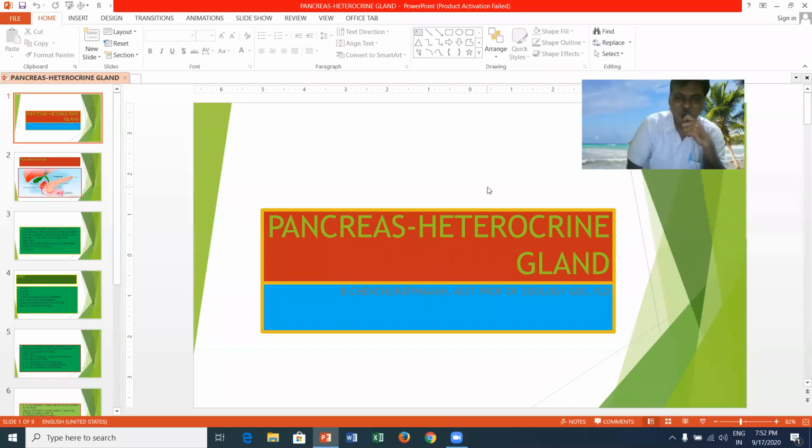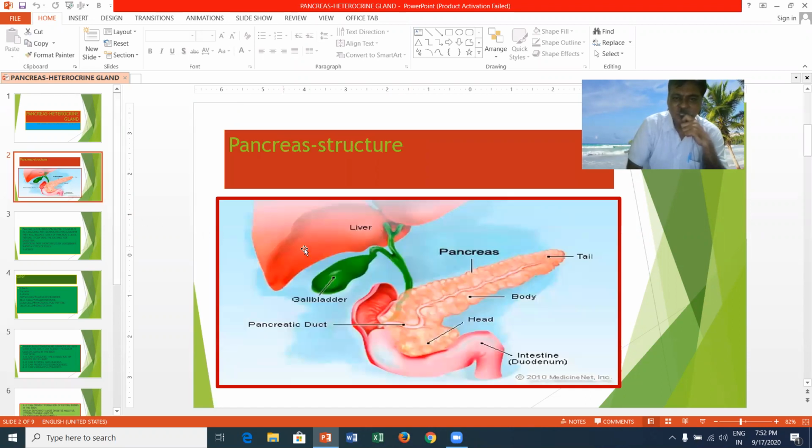Pancreas is a heterocrine gland. It is present in the duodenal part. When you see, the pancreas is always present in the loop of the duodenum. It has two types of parts. It is a heterocrine gland.